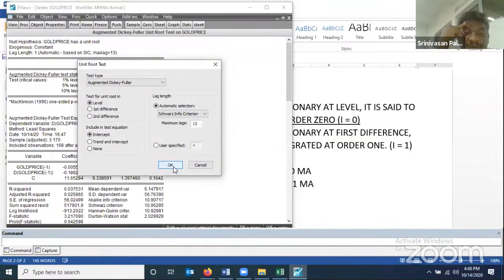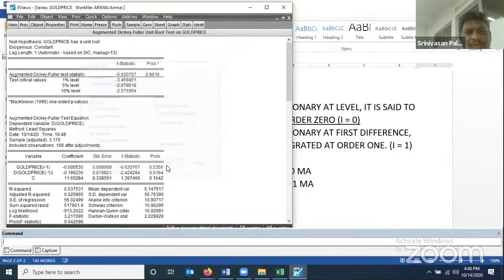Because there are some tests that do not need this. Even Granger causality does not assume that all the variables are stationary. The ARDL model does not require any stationarity test. After all, this is a stationarity test. Okay, fine. Now come to the ADF. You just keep it as it is. Don't change anything. Click OK.